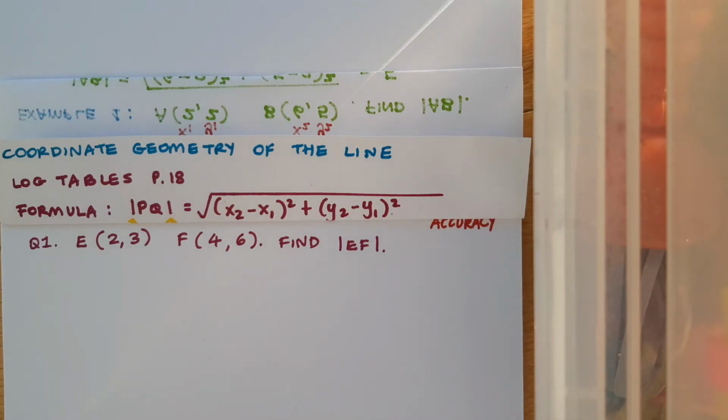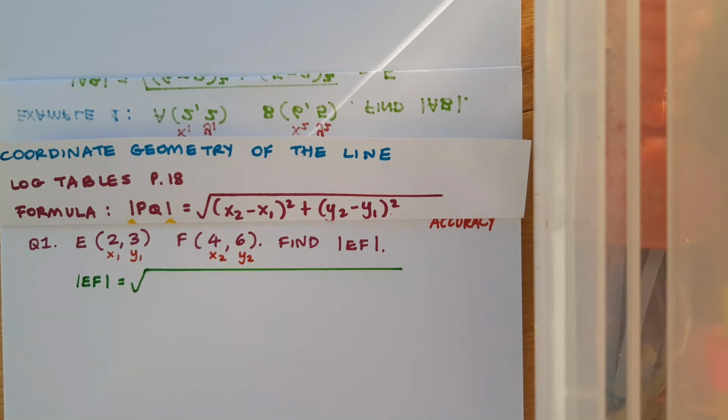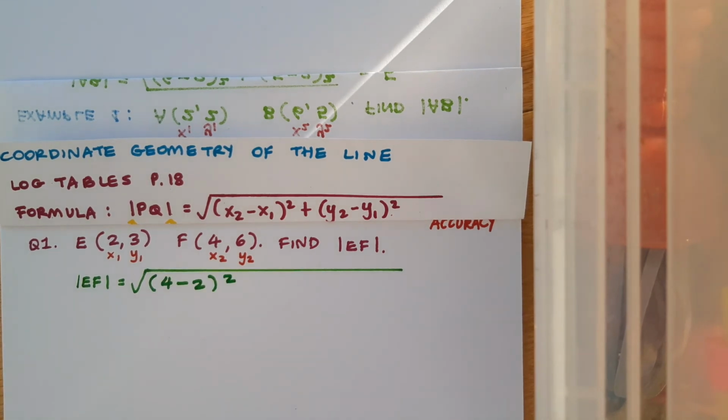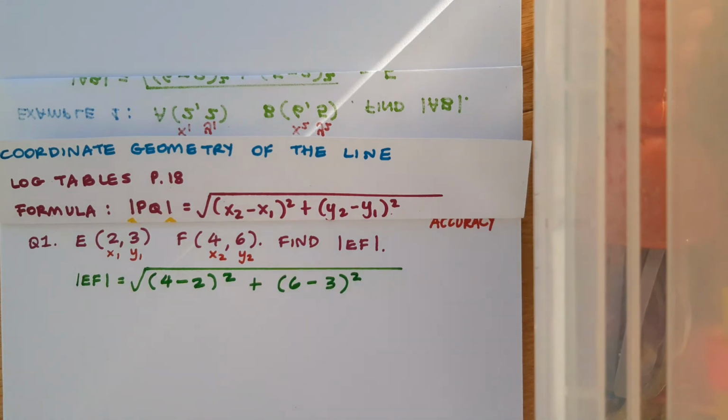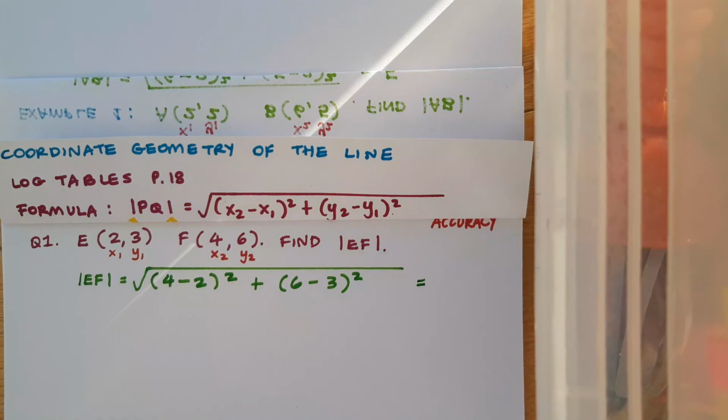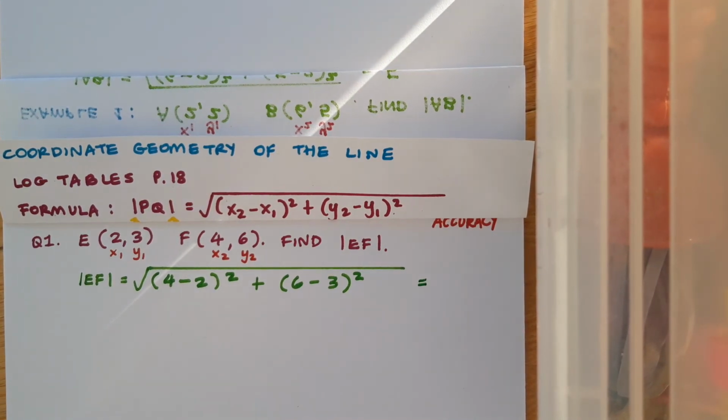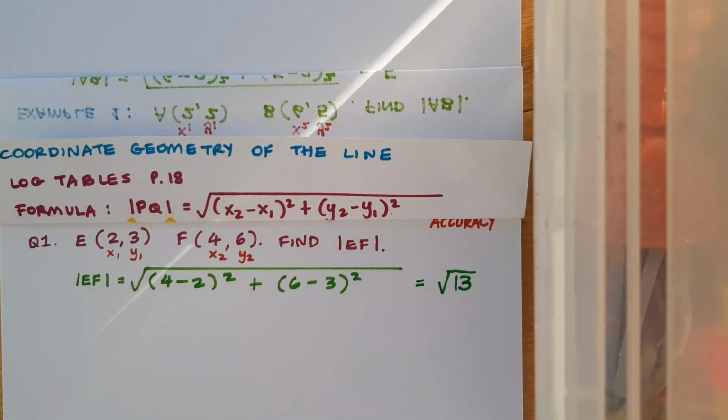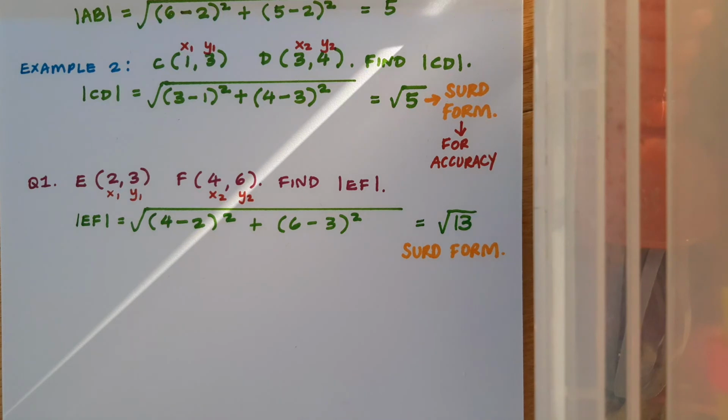So I've just made sure my formula is visible to me first of all. I've labelled my 2 points. EF will be equal to the square root of 4 minus 2 squared, because that's x2 minus x1 squared, plus 6 minus 3 squared, because that's y2 minus y1 squared. I'll type this straight into my calculator, and I'll get an answer of root 13. And I'll leave my answer like this in surd form. Let's look at another example.